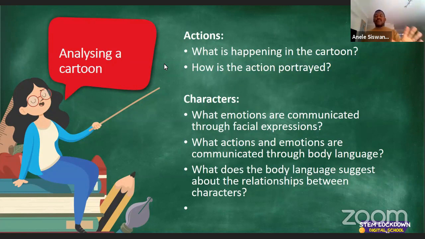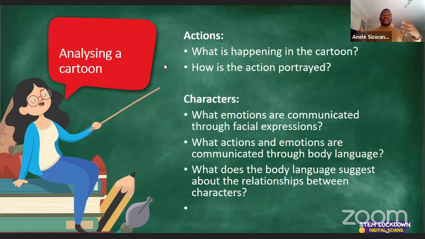So these are the tools that are important when analyzing a cartoon. So number one, it's actions. So what is happening in the cartoon when you see an image of a cartoon? Think back when you were a little baby or when you were a child, and some people still watch cartoons even now when they're adults.